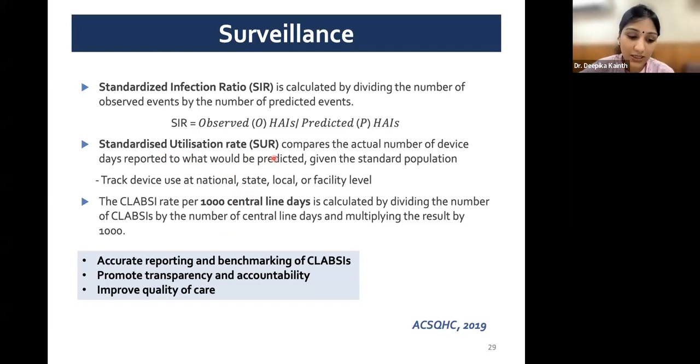But the small step that we can take from today is at least to track the number of central lines that are being inserted and for how many days they are being inserted. And we can easily put this parameter in our nursing chart in any NICU. And this is not a very difficult task. So we can start from small steps, then understand these ratios, and then maybe take it up to the higher levels. So surveillance is very, very important. We cannot go into CLABSI prevention and management without surveillance.